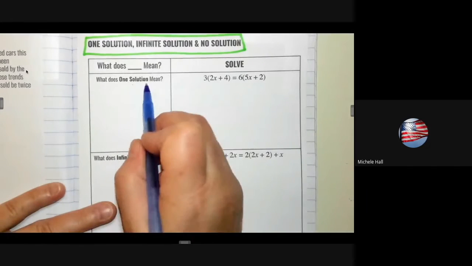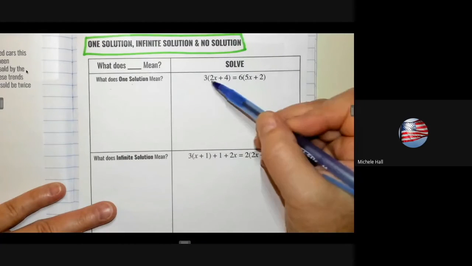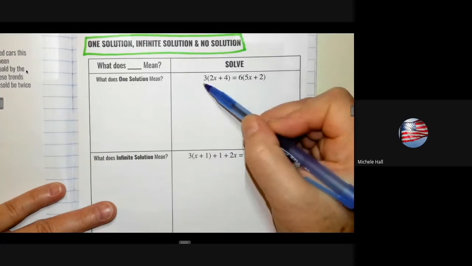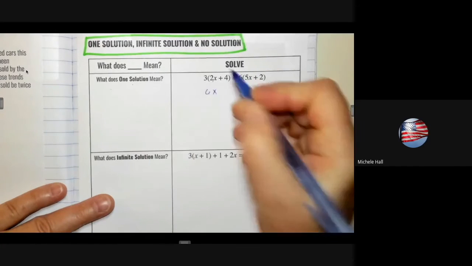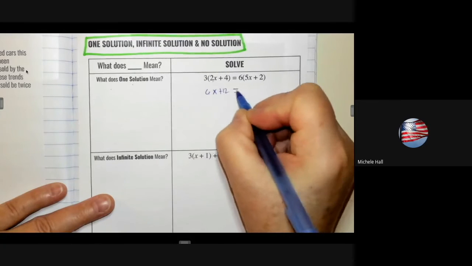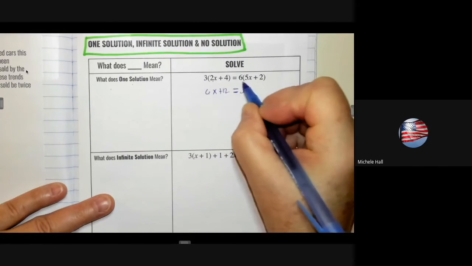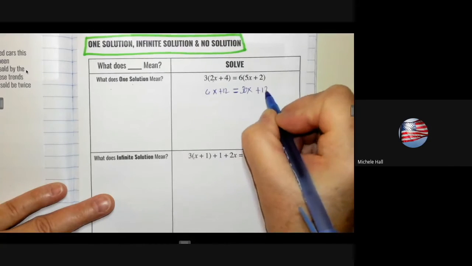What does one solution mean? Let's take a look and see what happens for one solution. I'm going to do the distributive property on both sides. 3 times 2x is 6x. 3 times 4 is 12. Equals 6 times 5x is 30x. And 6 times 2 is 12.